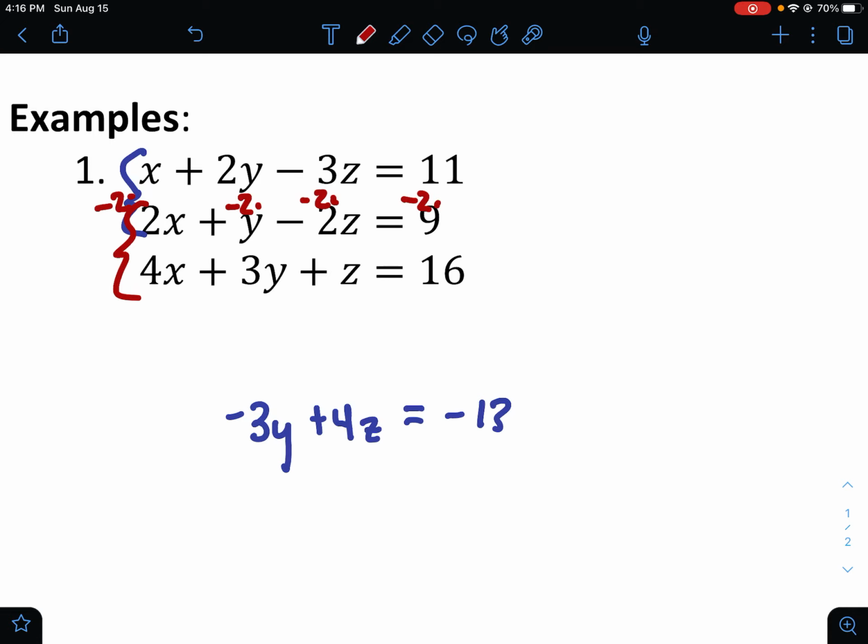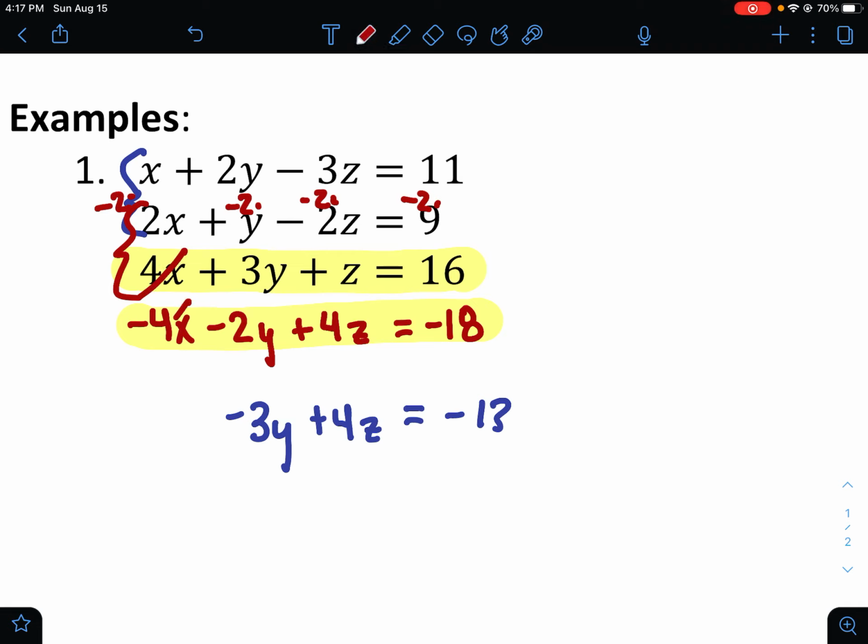And I'm going to get a new equation down here. Negative 2 times 2 is negative 4x. Negative 2 times y is negative 2y. Negative 2 times negative 2 is positive 4z. And then negative 2 times 9 is negative 18. And so now what I'm looking at this time is this third one and the new one.